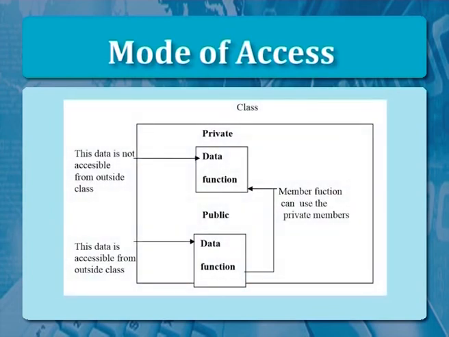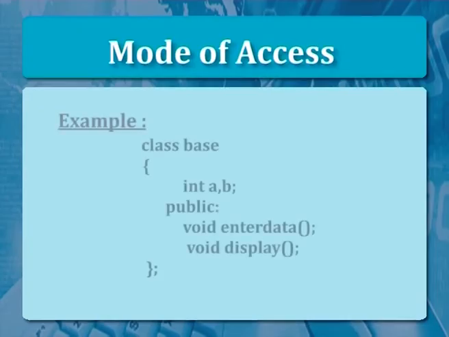Now let's take this figure. Here we have both private and public data members and member functions. This data is not accessible from outside the class. This data is accessible from outside the class. Member functions can use private members. This is a general form. This can be illustrated by an example.